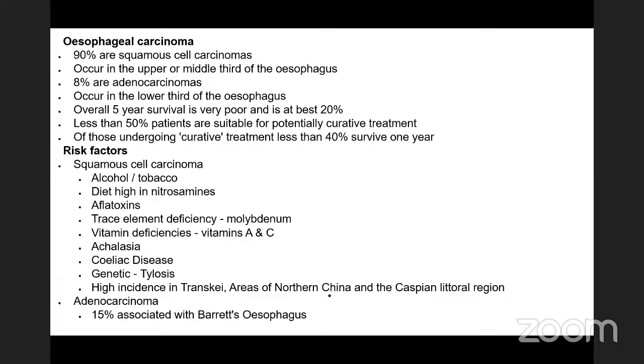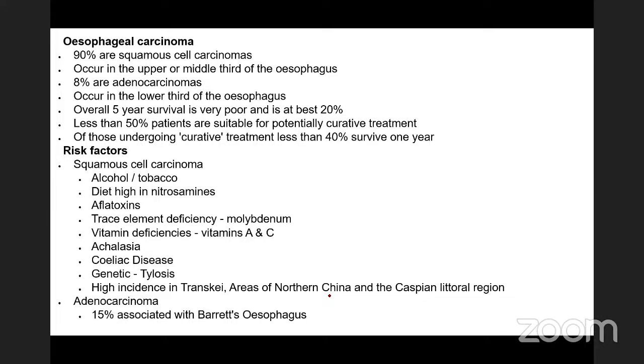So remember, the majority of esophageal carcinomas are squamous cell carcinoma. Most of the adenocarcinoma occur in the lower third of the esophagus, while the 90% that are squamous cell carcinoma occur in the upper and middle third of the esophagus. Now, overall 5 year survival is very poor and is at best 20%. So you can see esophageal cancer doesn't have a very good prognosis. Anything that will interfere with feeding alone will not have a good prognosis.